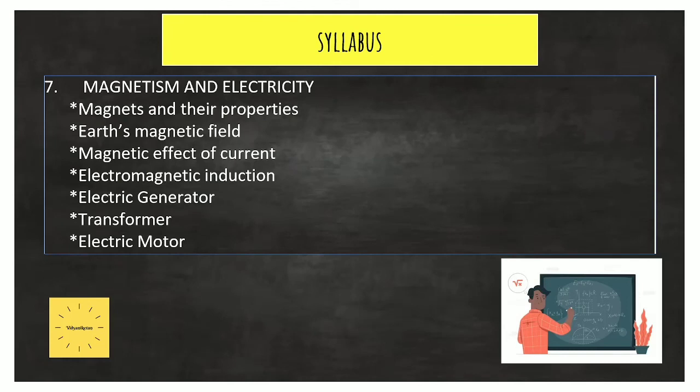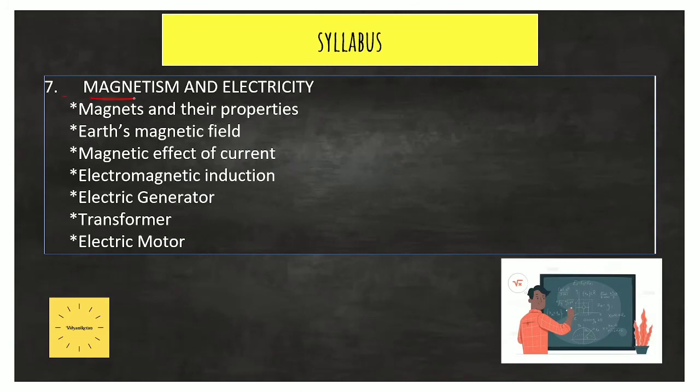The next chapter is magnetism and electricity. In magnetism and electricity we will learn what is magnetism and what is electricity. In this chapter we will first start with magnets and their properties. What are magnets and their properties? Then we will learn about Earth's magnetic field. We know that Earth behaves as a huge giant magnet. Earth is a giant magnet.